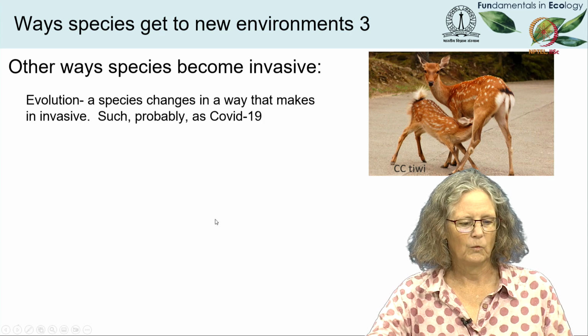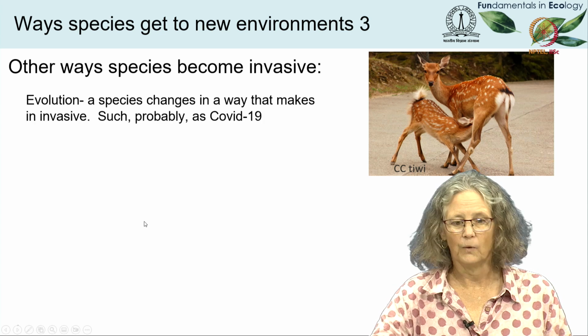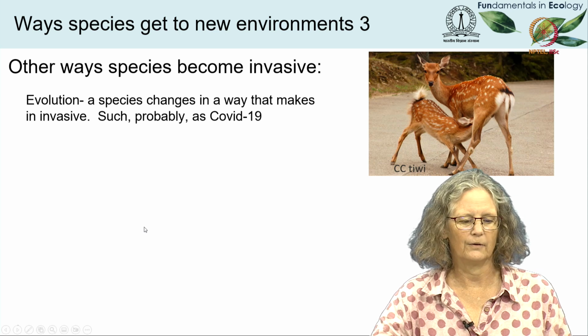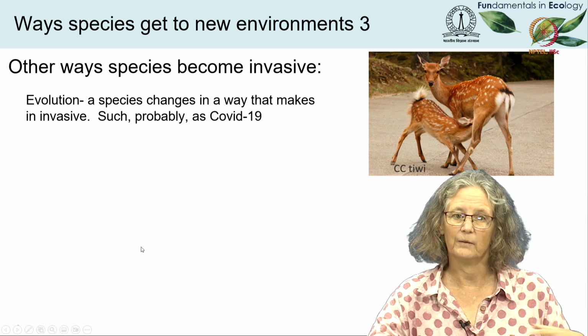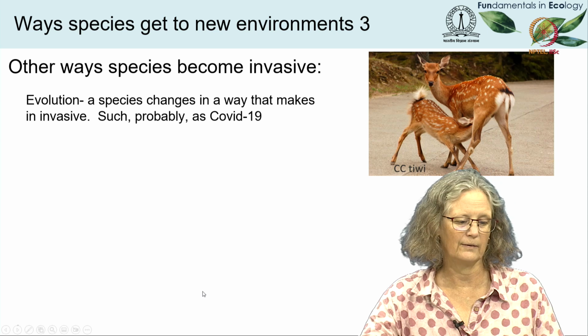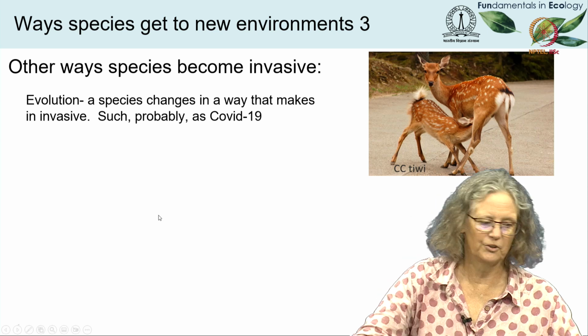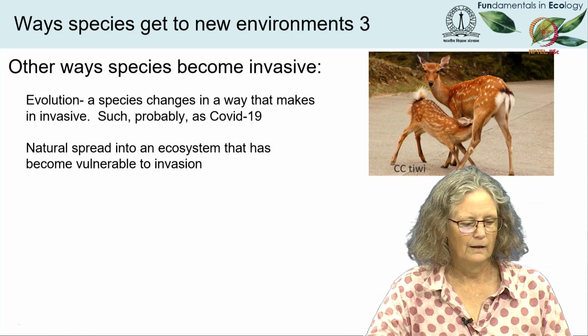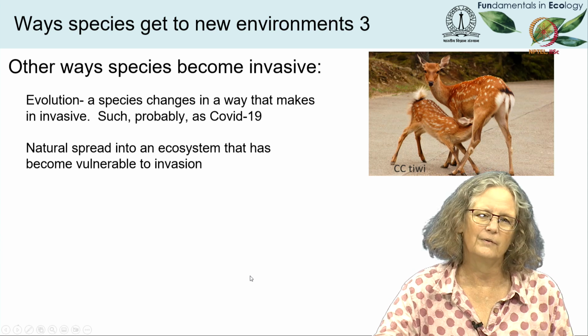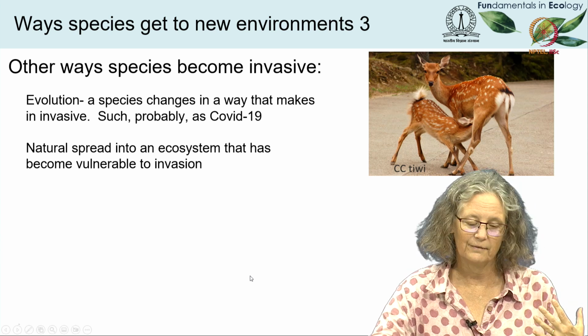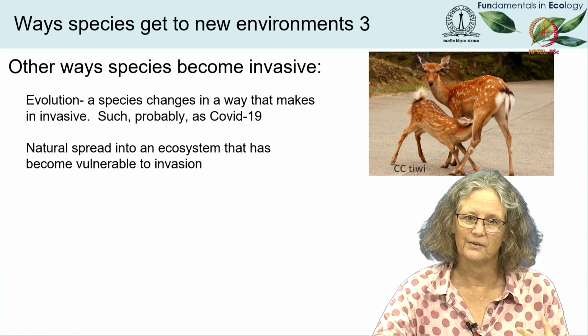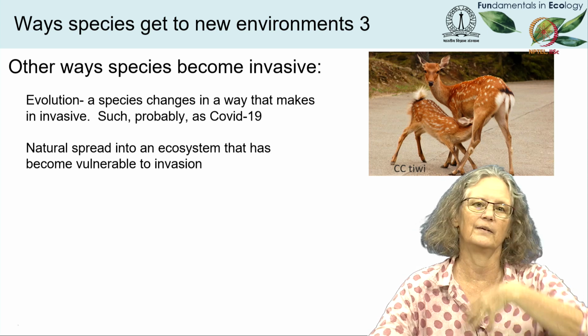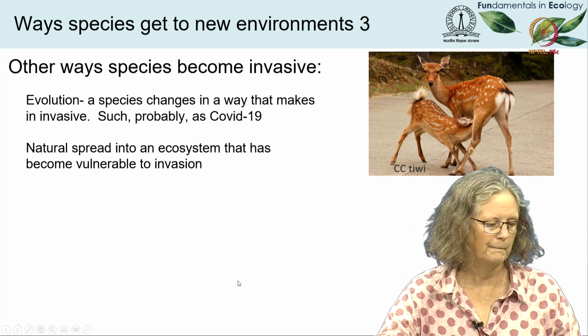Okay. And then there are other ways that species become invasive that are a little bit more complicated. One way is that a species arrived and it wasn't invasive, and then it evolves and changes in some way and then becomes invasive. Maybe an example of that is COVID-19, which switched hosts. Another way that things become invasive is they're there but not invasive, and then an ecosystem changes and becomes invasible, and then the invasive species moves in.